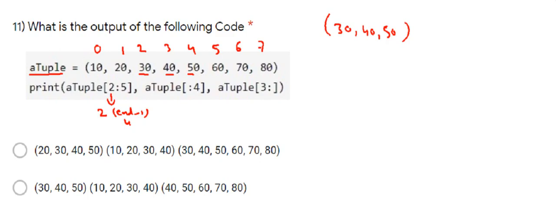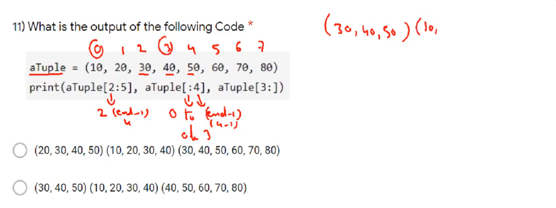Now what is the answer for tuple colon 4? Here there is no begin index. If the begin index is not mentioned, you have to start from 0. So 0 to 4, where 4 means end minus 1. 4 minus 1 is 3. So that means 0 to 3, from here to here. So what values will be displayed? 10, 20, 30, 40 will be displayed for this one.